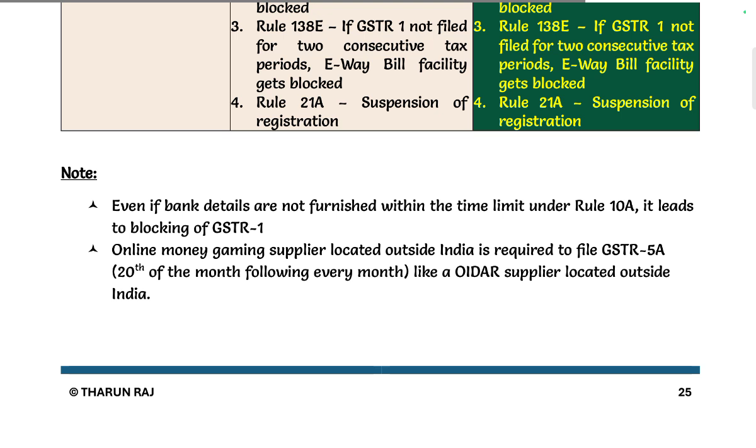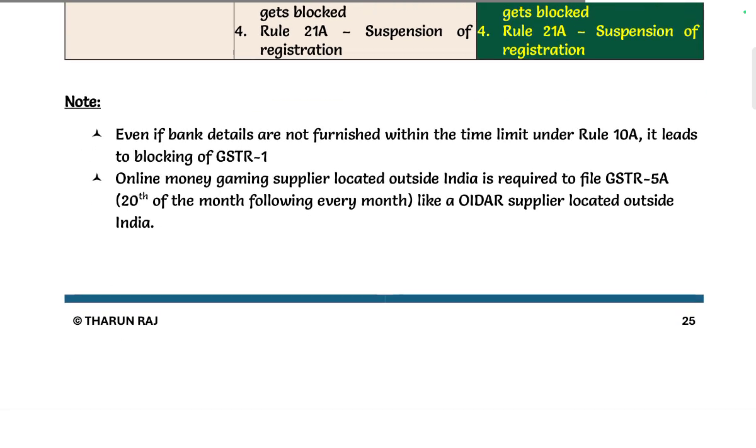of GSTR-1. Online money gaming suppliers located outside India are required to file GSTR-5A by the 20th of the month following every month. Like OIDAR suppliers located outside India.